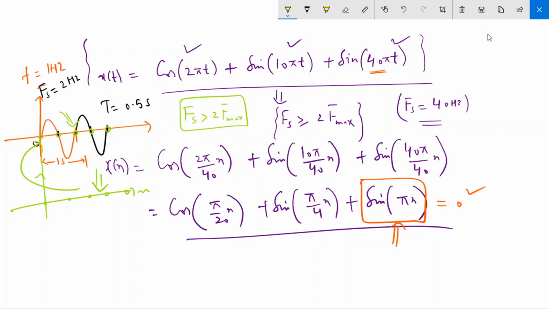So this is how we should choose the sampling time for any given signal. If it is a linear combination of more than one frequency, you have to see what the maximum frequency in the signal is, and then based on that maximum frequency you choose your sampling frequency, but it should be greater than twice its maximum frequency to avoid any loss of information.